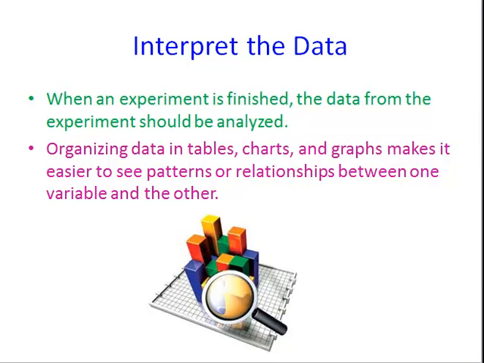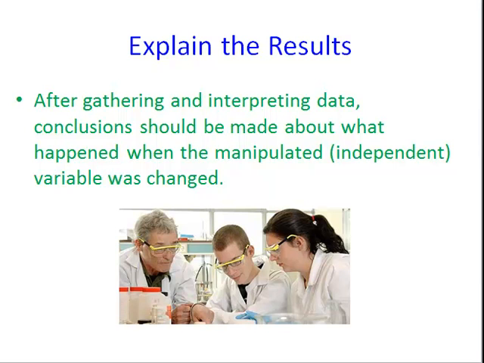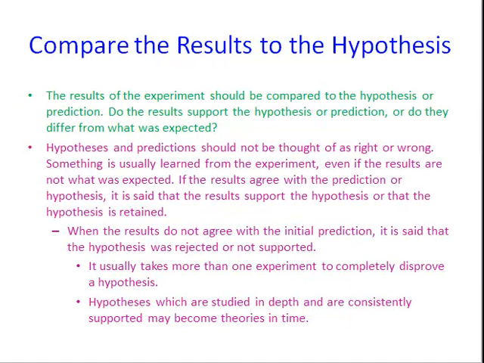Next, we interpret the data. When an experiment is finished, the data from the experiment has to be analyzed. Organizing the data in tables and charts and graphs makes it much easier to see patterns or relationships between one variable and the other. Next, we explain the results. After gathering and interpreting the data, conclusions have to be made about what happened when the manipulated or independent variable was changed.